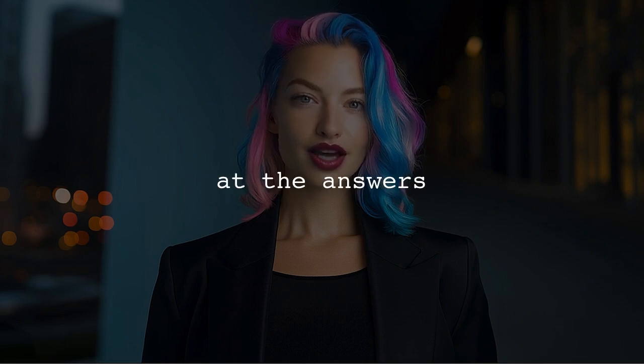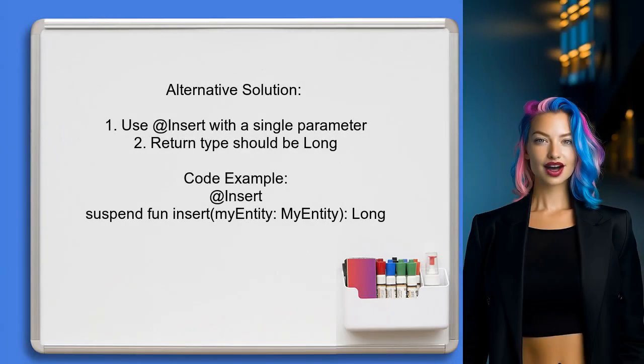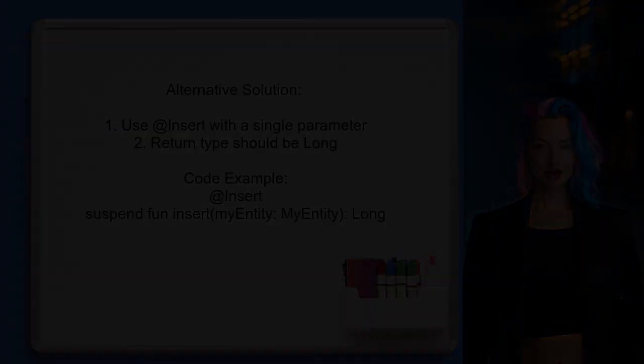Now let's look at the answers provided by other users. An alternative solution provided by a user suggests that if the insert method receives a single parameter, it can return a long value. This long value represents the new row ID for the inserted item.